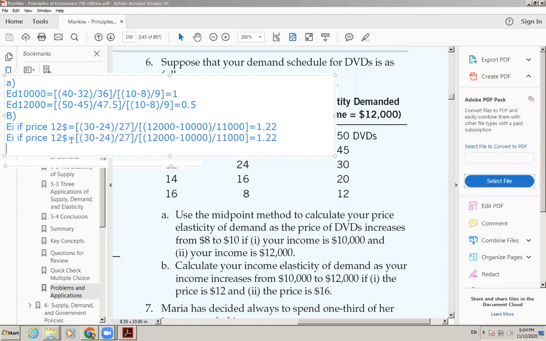If the price is $16, the quantity will change from 8 to 12. The midpoint will be 10 here, and the income part is the same. So the result is 0.22. Okay.